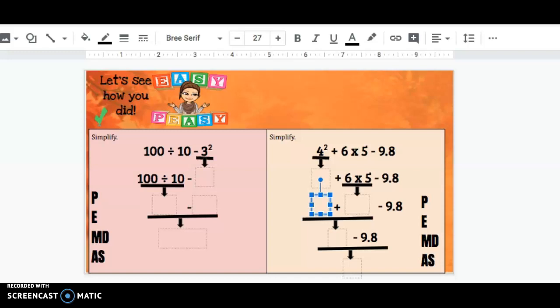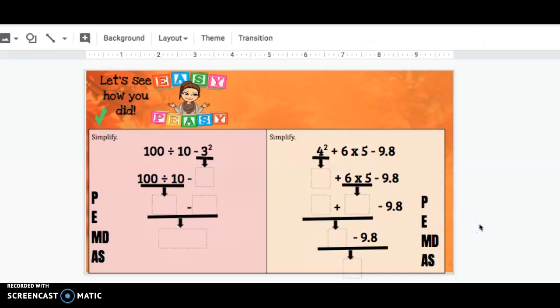Let's take a look at your "On Your Own" from Wednesday. Like I said before, I am giving you some help with these boxes. Normally, I am not going to do that. However, I want to make sure that you are successful and you understand the steps. So let's begin. Your first one was 100 divided by 10 minus 3 squared.